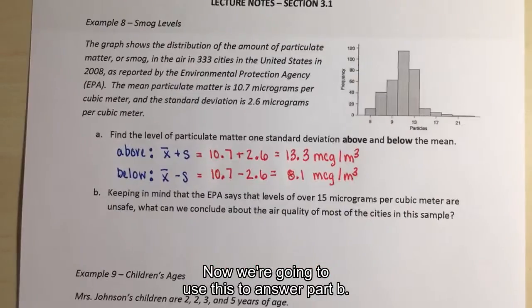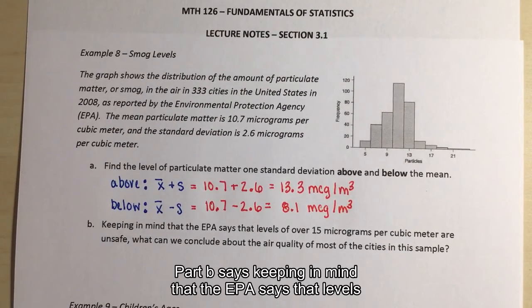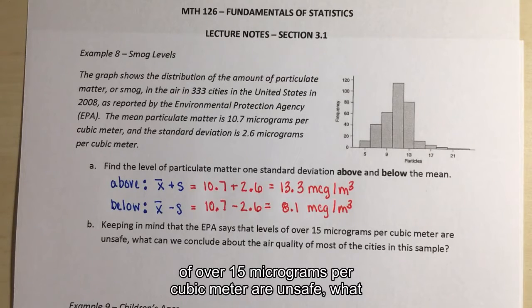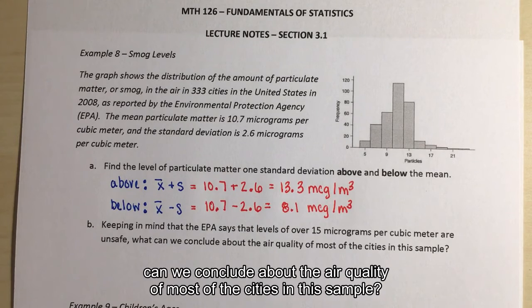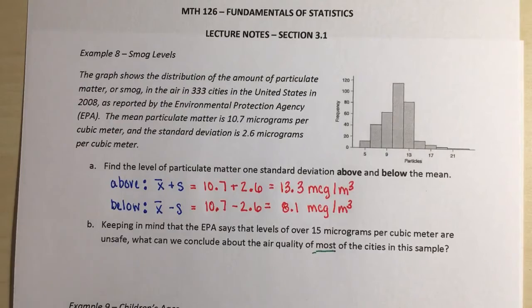Now we're going to use this to answer Part B. Part B says, keeping in mind that the EPA says that levels of over 15 micrograms per cubic meter are unsafe, what can we conclude about the air quality of most of the cities in this sample? Remember, most ties to our standard deviation.